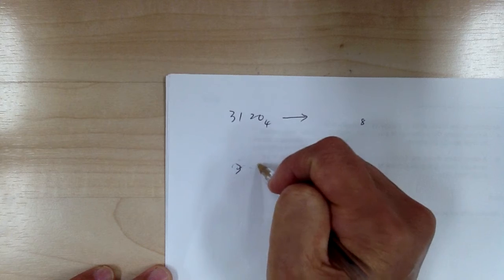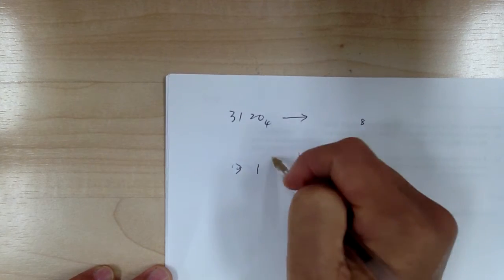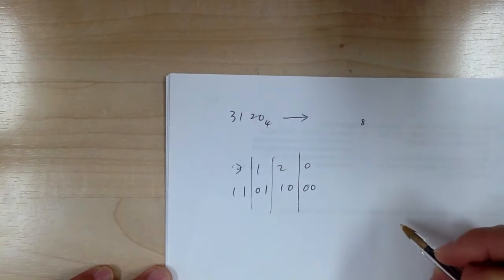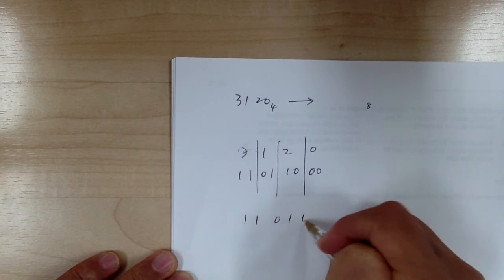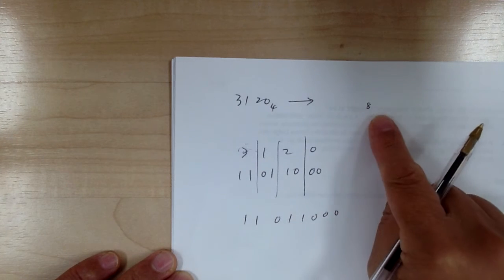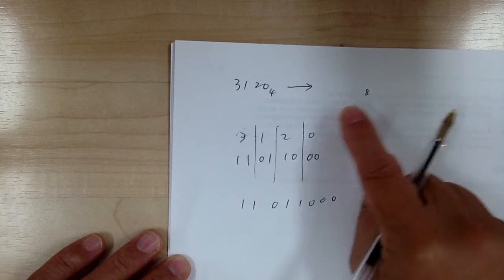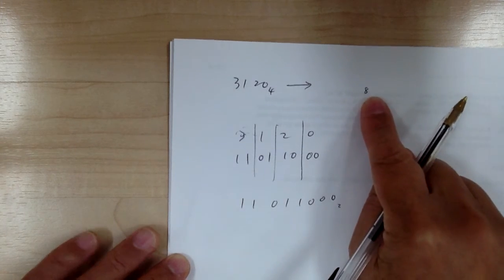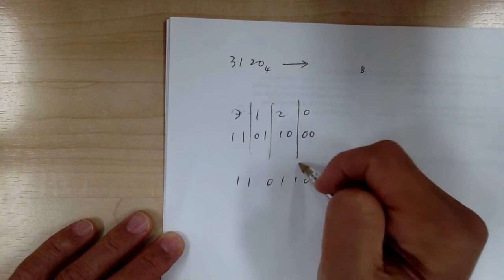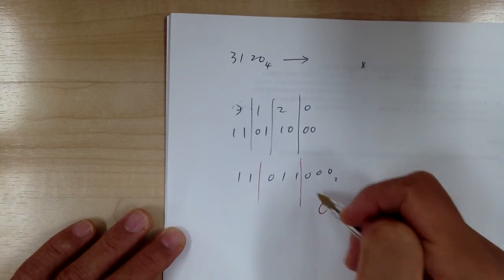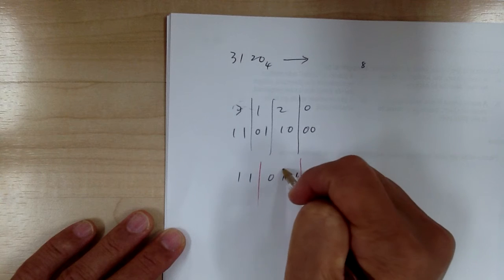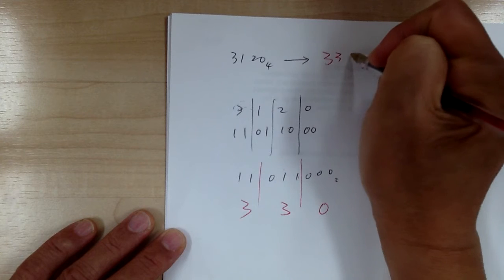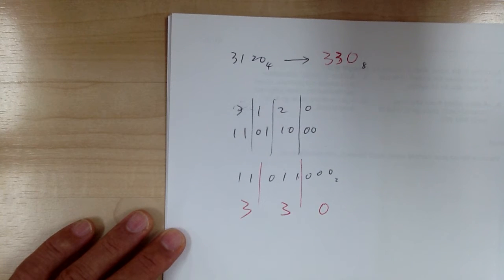So 3120 converted into base 2: every digit equals 2 digits. So now you have 11011000. Now to convert to base 8, remember 8 is the cube of 2, so every 3 digits of base 2 equals 1 digit of base 8. So this is worth 1, this is worth 2, so this will give you 3, and this will be 3. So they give you 3, 3, 0 base 8.